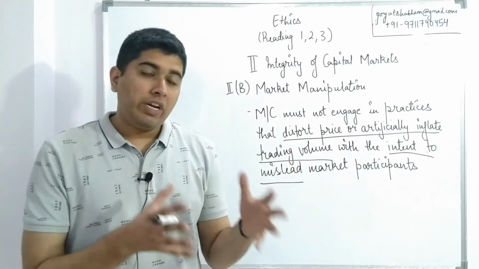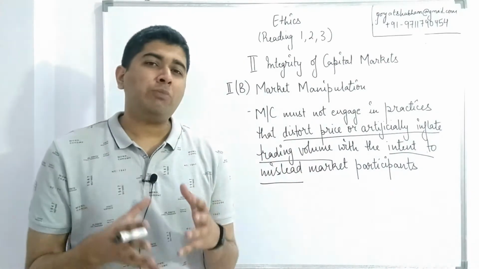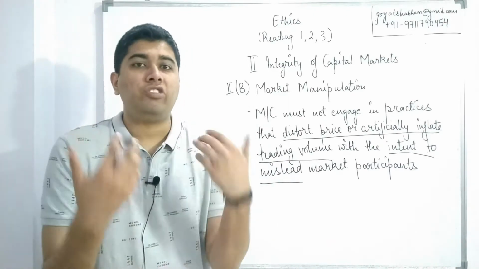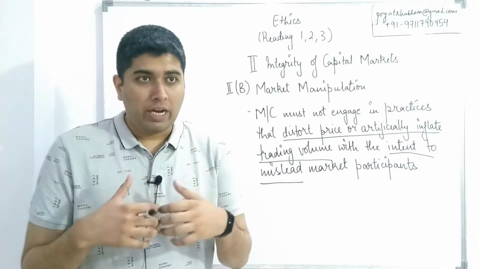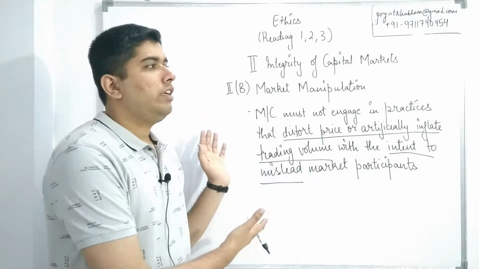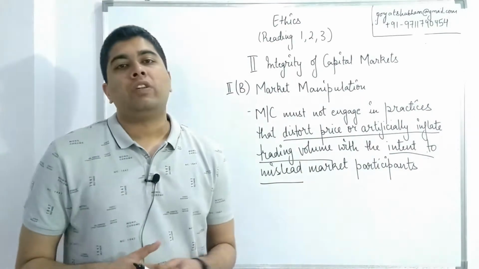So, if the trade is genuine and it affects the price or the volume, because my intention was not to mislead the participants but rather execute my own genuine trade to make sure I buy some particular investment that I'm interested in, then it won't violate the standard. The key word here is the intention to mislead.